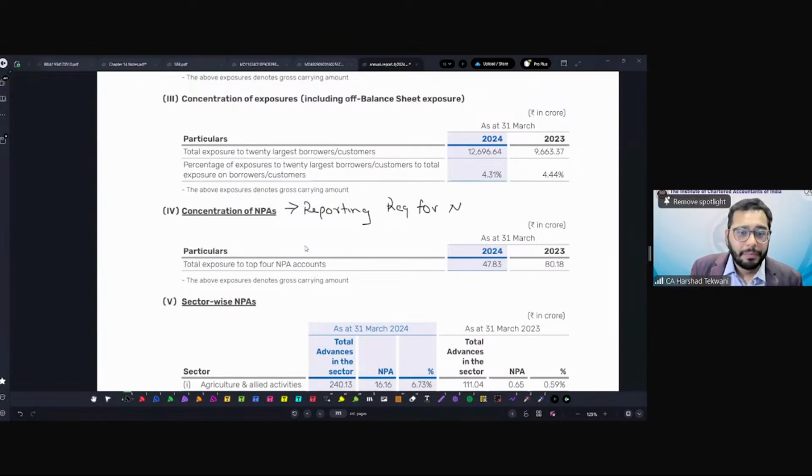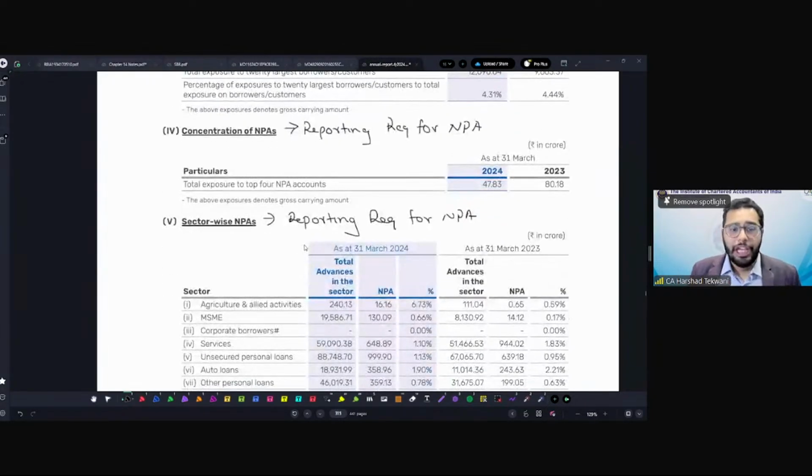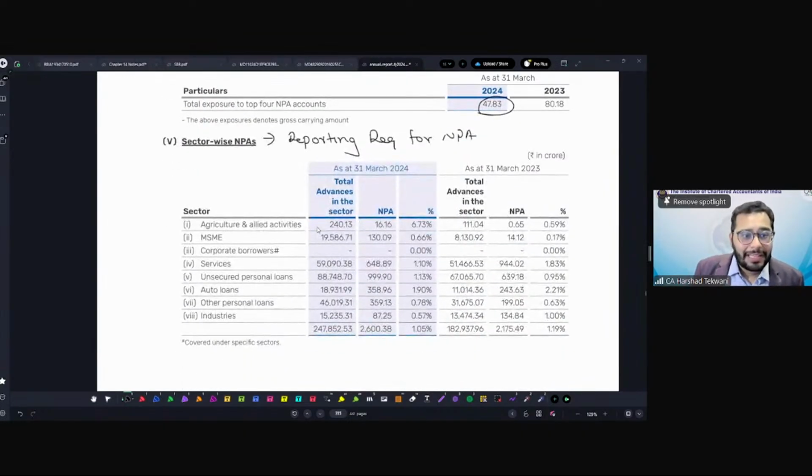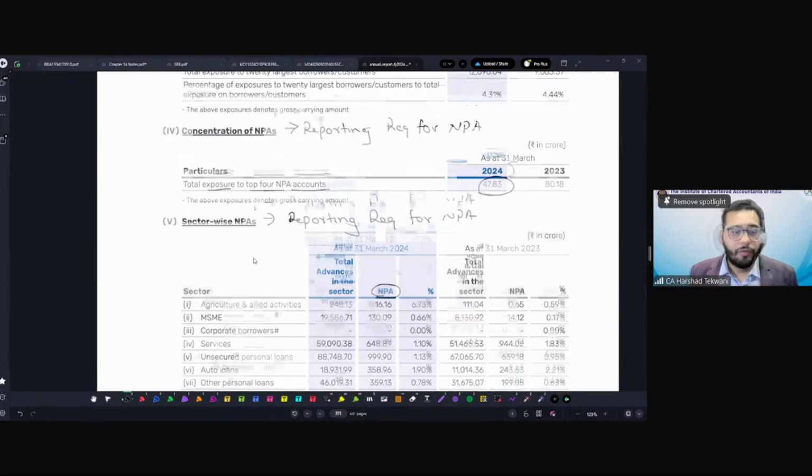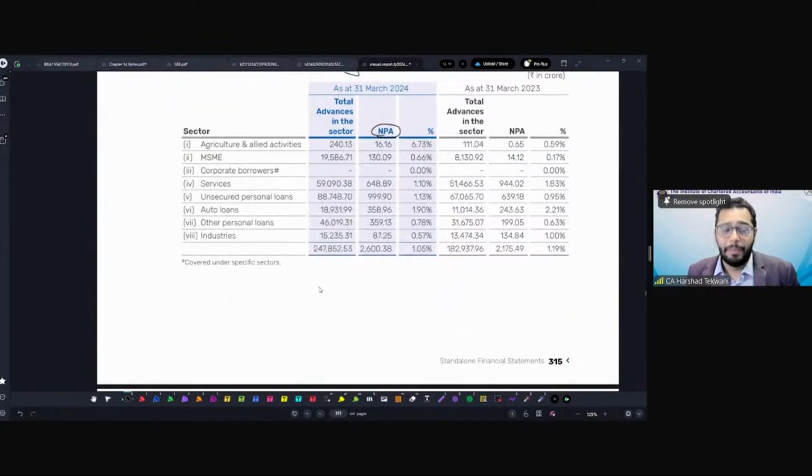Reporting requirement for NPA, wherein they are required to report the total exposure from the NPA accounts and the sector-wise NPA that is there in their books. Okay. So what is the total exposure of the top 4 NPA accounts and what is the total exposure of sector-wise NPA? Means what is the total NPA we are talking about?